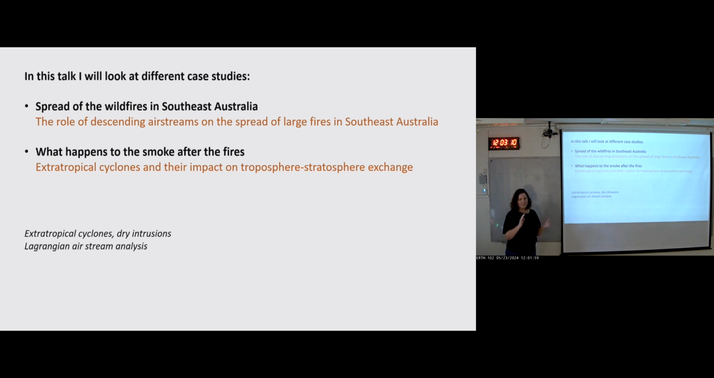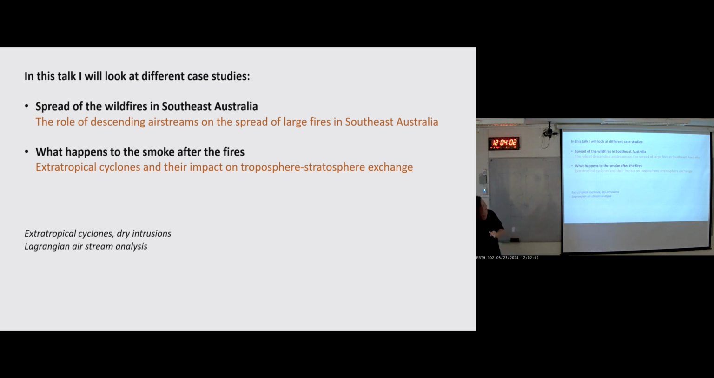In this talk, I'm going to talk about two different case studies or subjects. The first one is the spread of the wildfires in Southeast Australia, and looking at what causes a wildfire to go from just a regular wildfire to an extreme wildfire that spreads into very large areas. And the other one, I want to talk about what happens to the smoke that is formed from the fire, so the connection to synoptic systems, and I'm going to touch on that in the second part of the talk. I'm going to talk mostly about extratropical cyclones and dry intrusions, which I'm going to introduce in a second. And throughout everything I'm going to show you is the strength of Lagrangian airstream analysis, which is something that we've been using a lot.